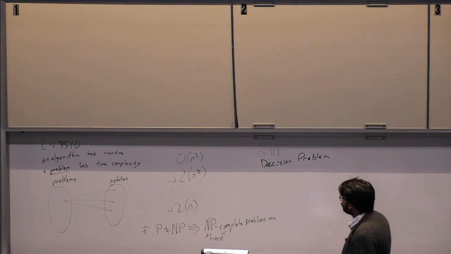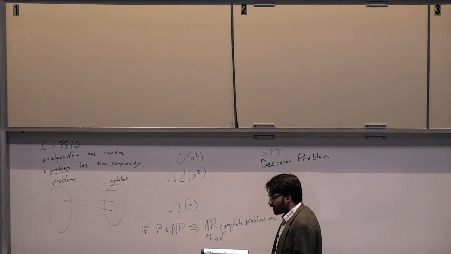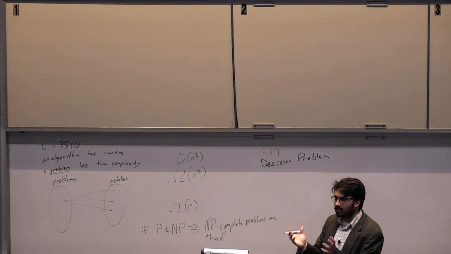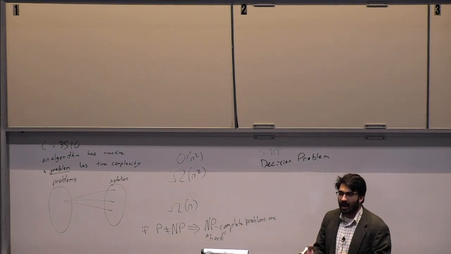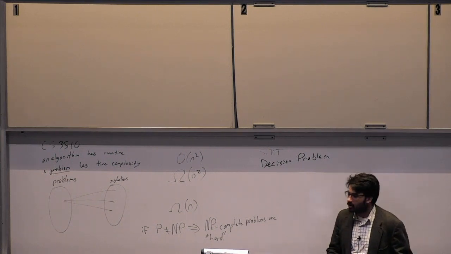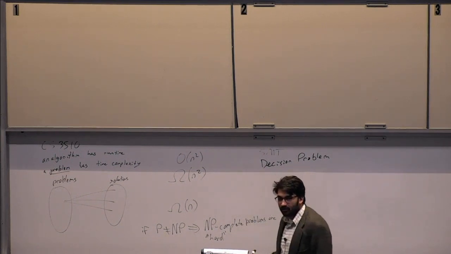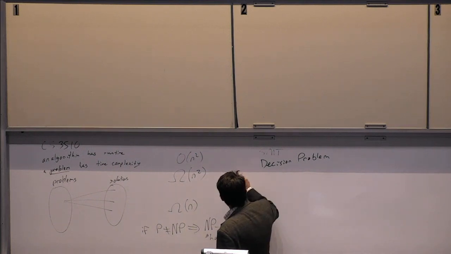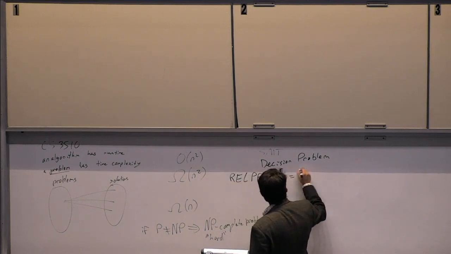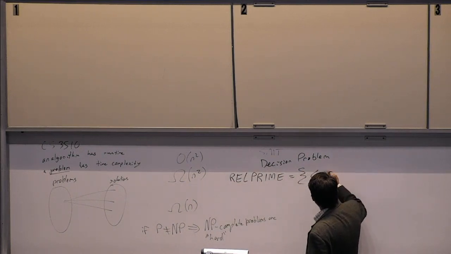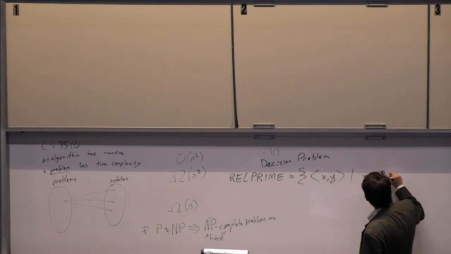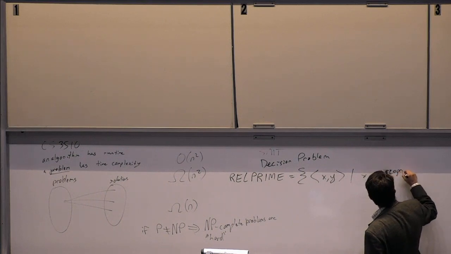So an example of a decision problem would be, when you can phrase a problem like a decision problem, you can be given what's called a problem instance. And then you can determine if it has the property of being one of the good problems or one of the bad problems. So for example, this allows us to use everything from set theory. We can consider the set RelPrime to be pairs of numbers, let's say x and y, such that x and y are relatively prime. We'll say coprime, safe space.